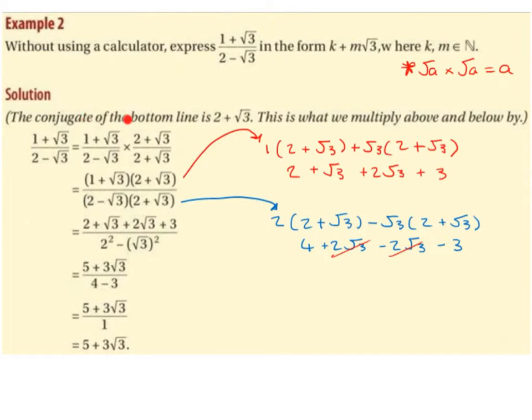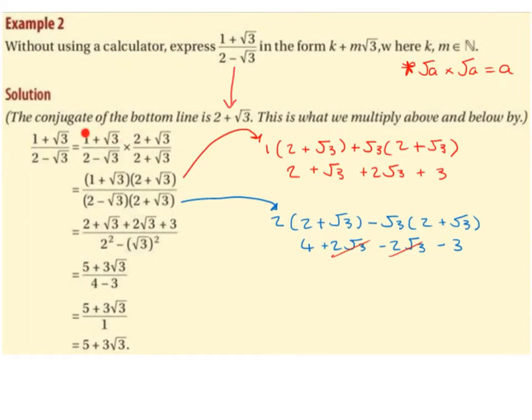So the conjugate of the bottom of the line is going to be 2 plus root 3. So our denominator was 2 minus root 3, so our conjugate is going to be 2 plus root 3. So that minus became a plus. And this is what we multiply above and below by. So this is what we multiply the numerator and the denominator by.